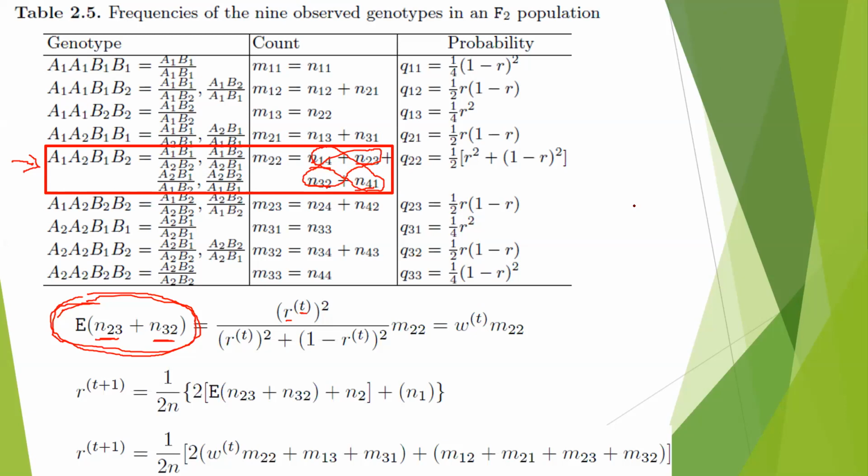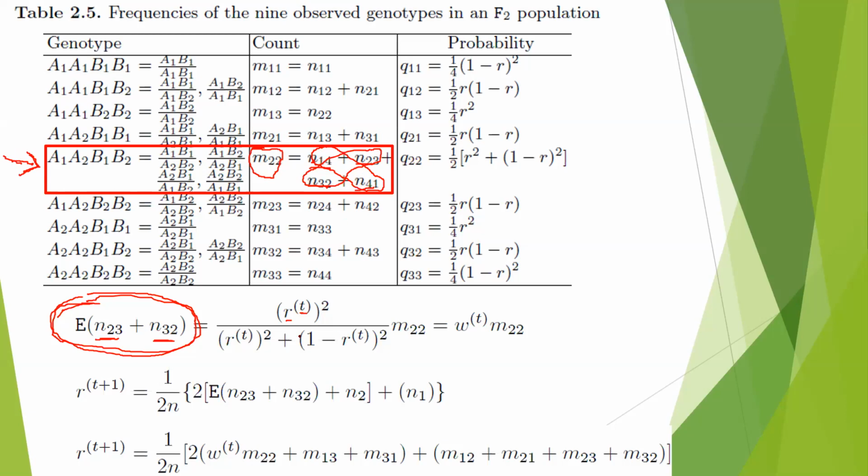Because we want to differentiate these two categories within this M22 category, right? This is the total number we observed for this category. But we don't know, among this M22, how many are this category and how many are this category, right? This is what we want to calculate, right? Am I clear?